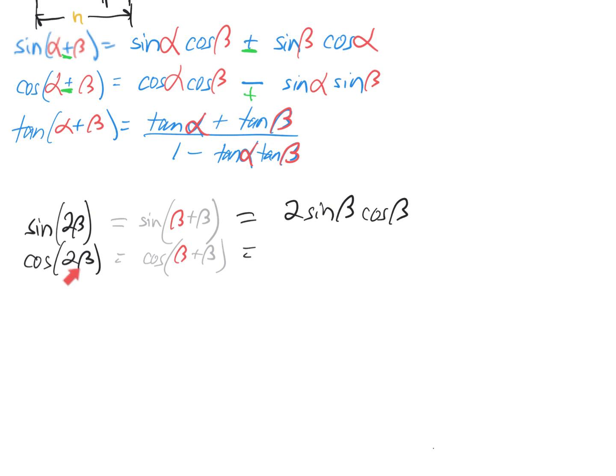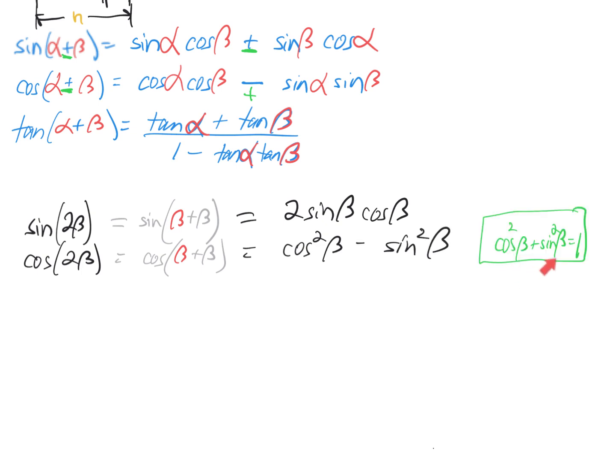How about the double angle identity for cosine? Cosine of 2 beta can be thought of as cosine of beta plus beta. So we'll substitute beta in for our alpha. Cosine of beta, cosine of beta, which is cosine squared of beta, minus sine of beta, sine of beta. So minus sine squared of beta.